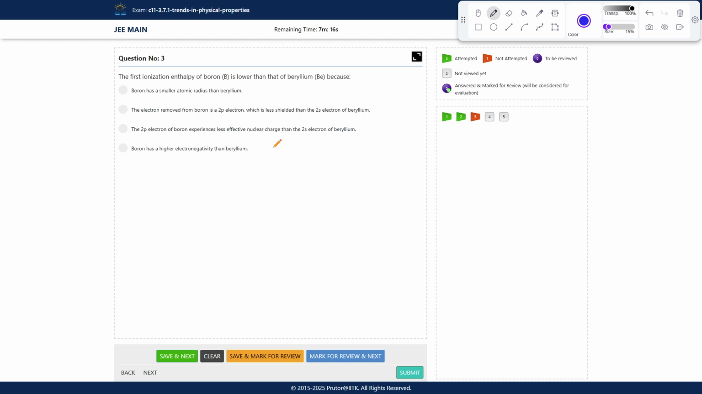What will be the correct answer? I'm seeing most of you give one answer only. If more of you are attending the class, then you can answer it. What is the reason that the first ionization enthalpy of boron is lower than that of beryllium? Okay, I'm seeing answers as B.